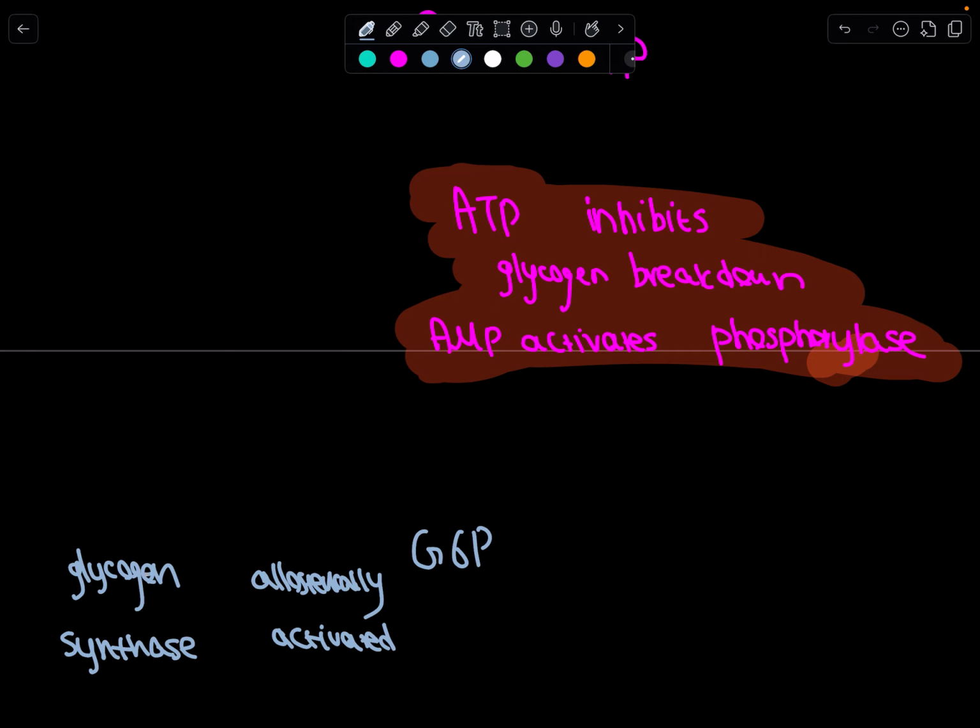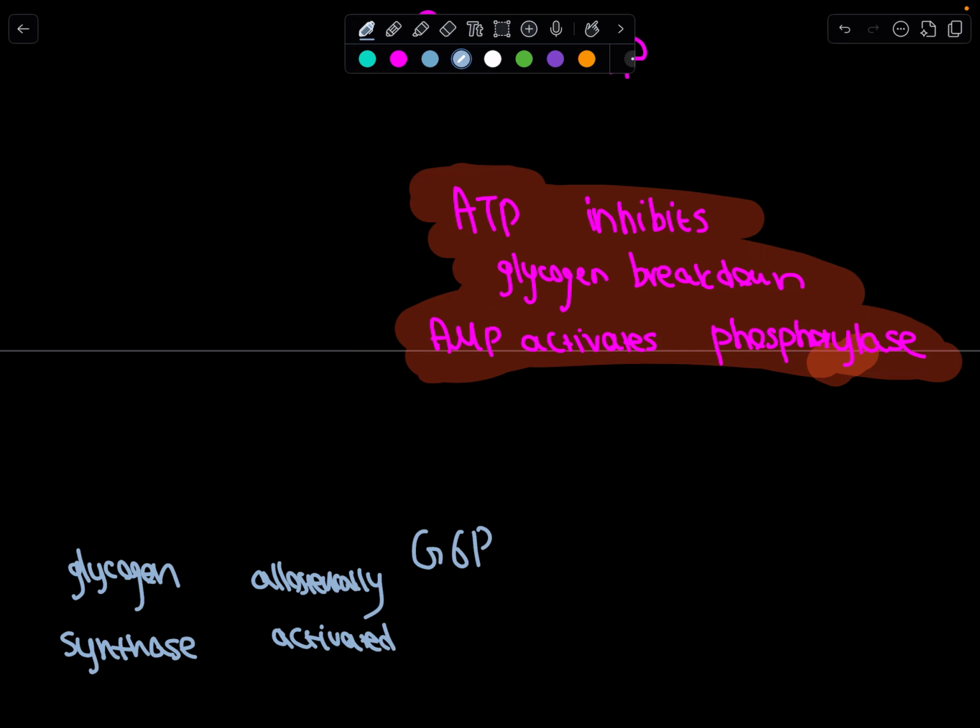ATP inhibits glycogen breakdown. AMP activates more breakdown. And then G6P, so glycogen synthesis. So ATP and G6P kind of have similar effects there. You're on the right track.